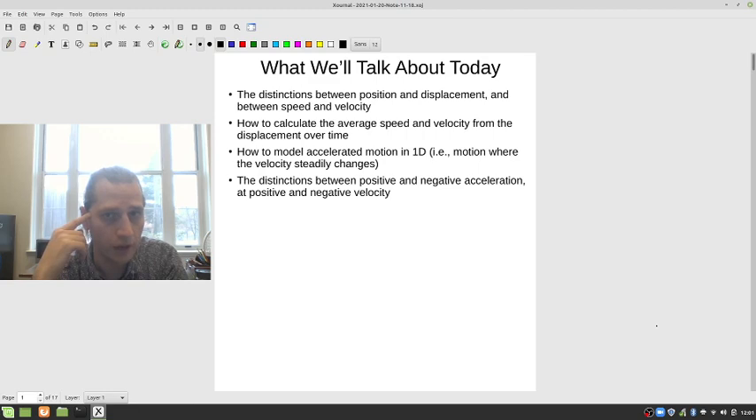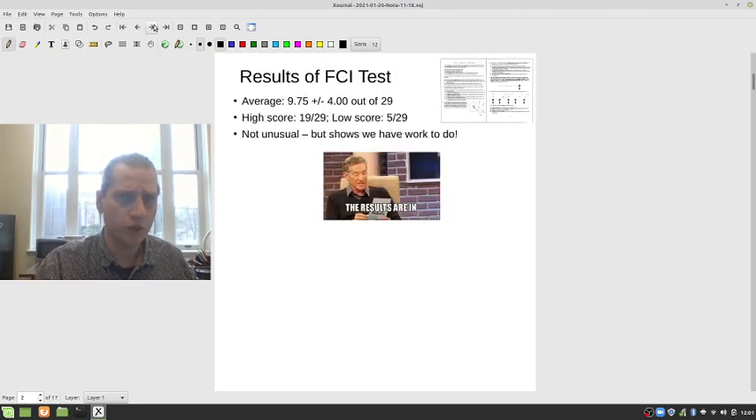We're going to talk about the distance between position and displacement. We're going to talk about average speed and average velocity. We're going to talk about acceleration, and we're going to talk about the relationship between accelerations and velocities. All right, so this is quite a bit, but don't freak out because we have a lot of reinforcement built into the semester.